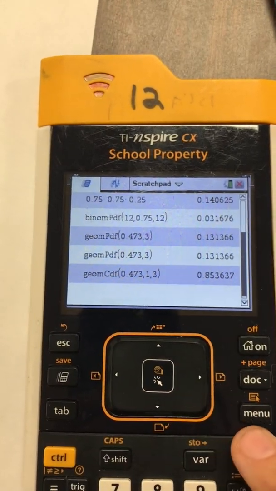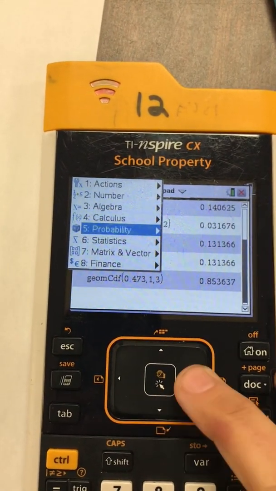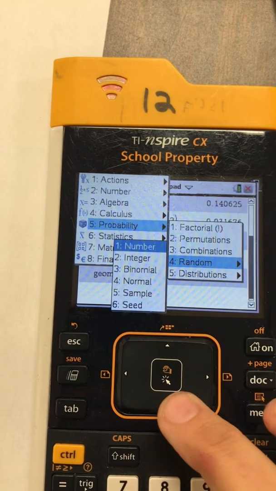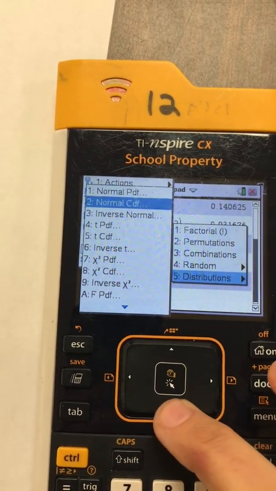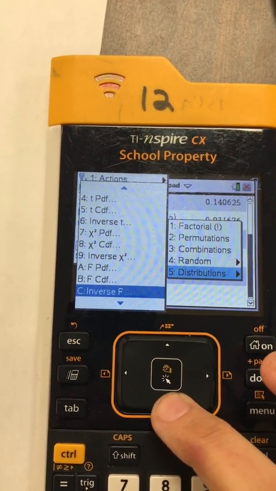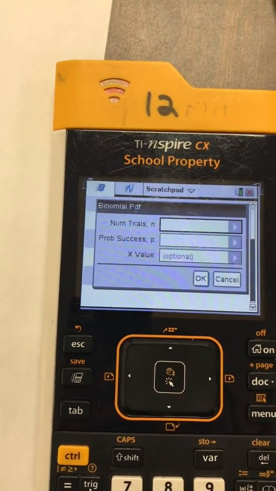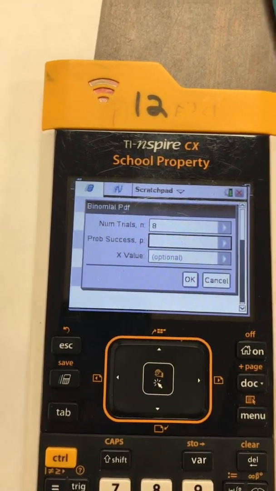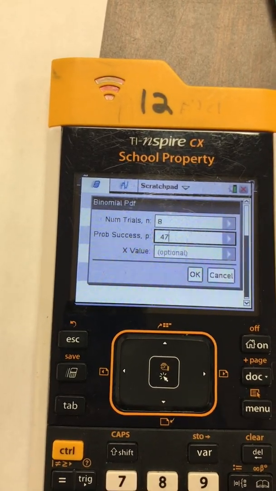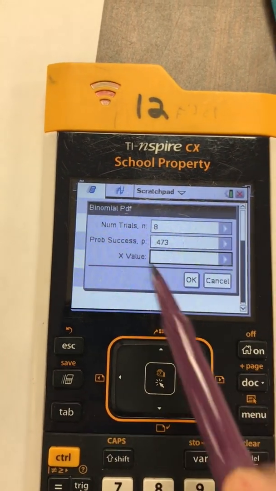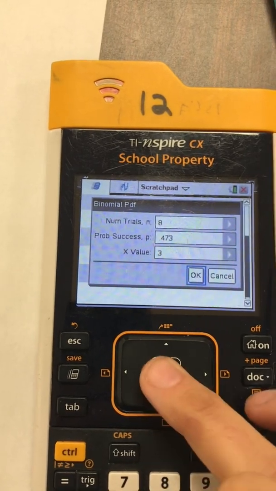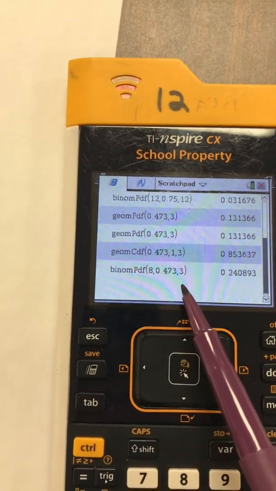I keep hitting the wrong button because I'm looking at the screen through my camera. There we go. So my number of trials is 8. My probability of success is still 0.473. And the X value I want is 3. Beautiful.